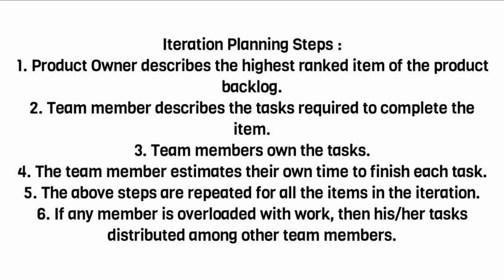Iteration planning steps. 1. Product owner describes the highest ranked item of the product backlog. 2. Team members describe the tasks required to complete the item. 3. Team members own the tasks. 4. The team member estimates their own time to finish each task. 5. The above steps are repeated for all the items in the iteration. 6. If any member is overloaded with work, then his or her tasks are distributed among other team members.